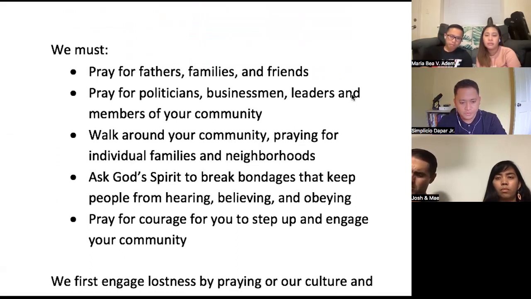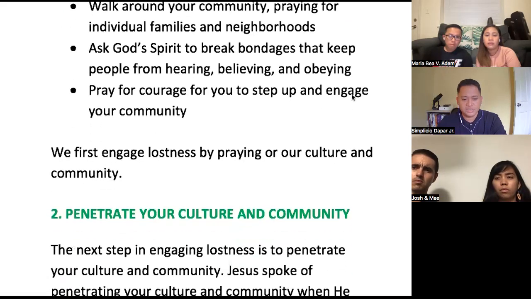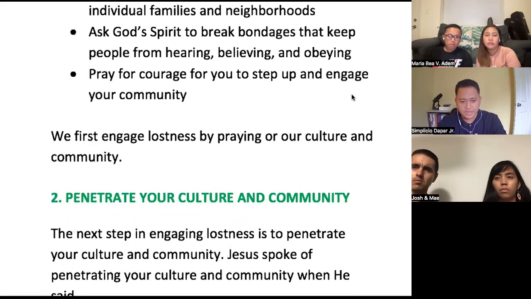We must pray for fathers, families, and friends. We must pray for politicians, businessmen, leaders, and members of our community. Some people would walk around their community, praying for individuals and families and neighborhoods. We must ask the Spirit to break bondages that keep people from hearing, believing, and obeying. And we must pray for courage for us to step up and engage our community. We first engage lostness by praying for our culture and community. So we start with prayer.